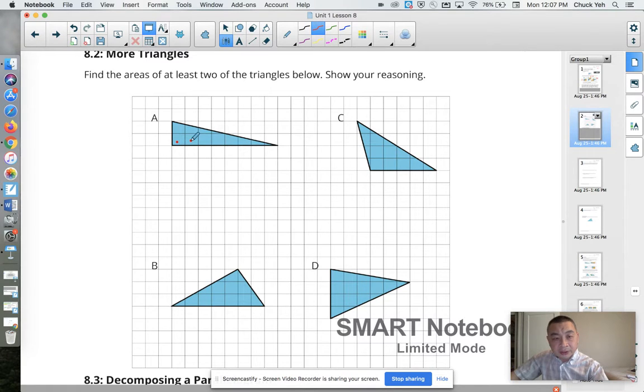So 1, 2, 3, 4, 5, 6, 7, 8. So 8 is the base. 1, 2 is the height. And then divide by 2. So 8 times 2 is 16. 16 divided by 2 is what? 8? Yeah. So 8 square units.